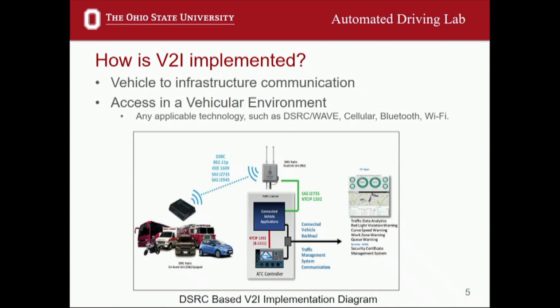So how is it actually implemented? There's many different technologies for this. DSRC, WAVE, cellular communication, Bluetooth, or Wi-Fi are really the main ones right now. The project I developed focuses on DSRC communication. So this is where the federal government has designated a set bandwidth for connected vehicle communication over DSRC. And this is a little schematic right here kind of showing how it works between infrastructure and vehicles.